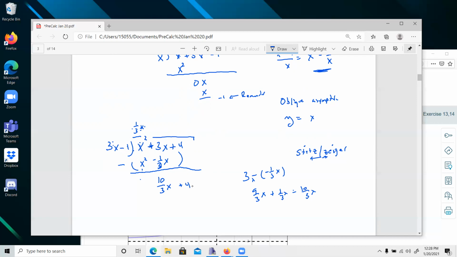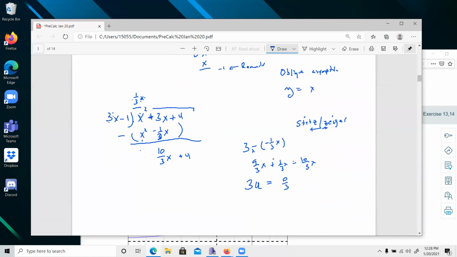Now, 3 times what equals 10/3? 3 times what is equal to 10/3. All right, so wouldn't that be something like, that would be u is equal to 10/9. So this would be plus 10/9. And when I multiply this, they're going to match. We just did it that way specifically for that.